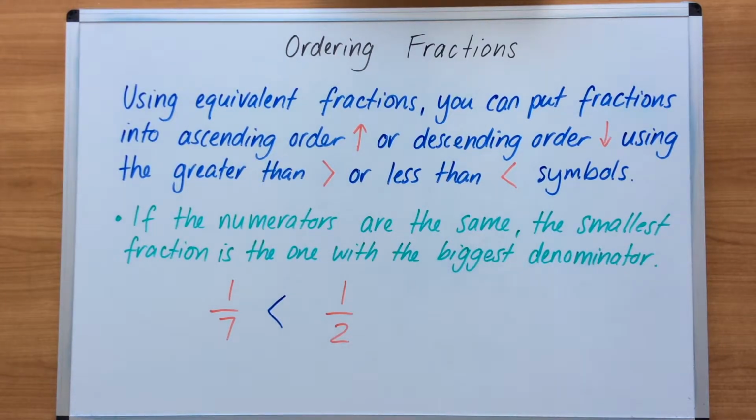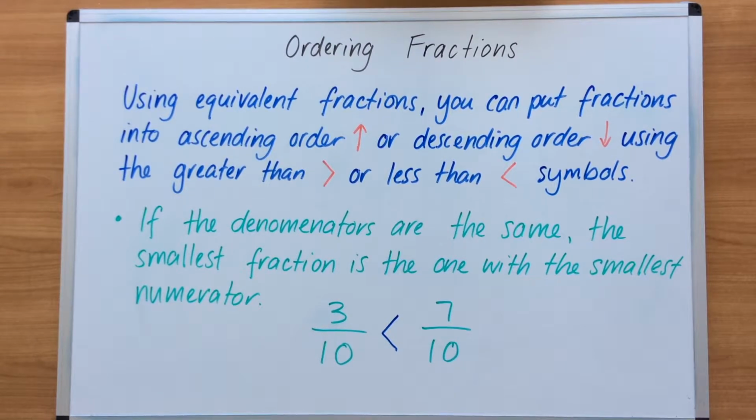If the numerators are the same, which we can see they're both number 1, the smallest fraction is the one with the biggest denominator. So we have 7, which is actually a bigger number than 2. This is the smallest valued fraction, okay? So this one here is the smallest. That's why we say 1/7 is less than 1/2.